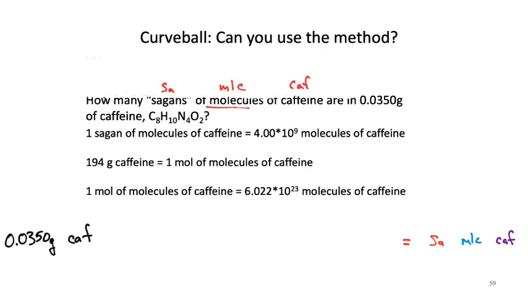It's not what we're trying to find. What we're trying to find is Sagans of molecules of caffeine. Seems like a good place to start. In my experience, when solving conversions, I usually start with a unit that is all by itself. It's not relating multiple things. Okay? There's a problem with that. What if your experience with solving conversions is limited? You are starting with that because someone told you to.